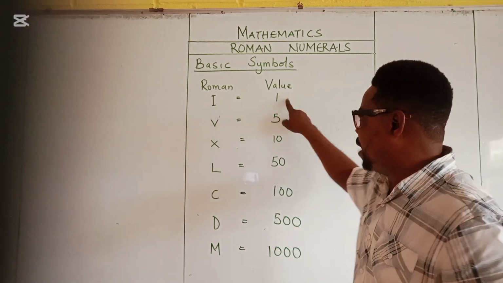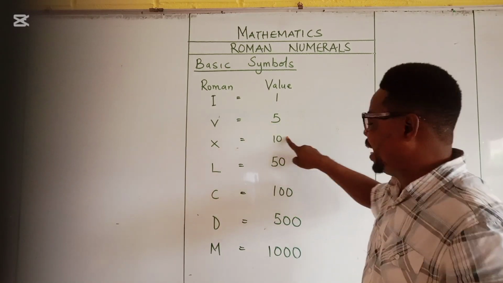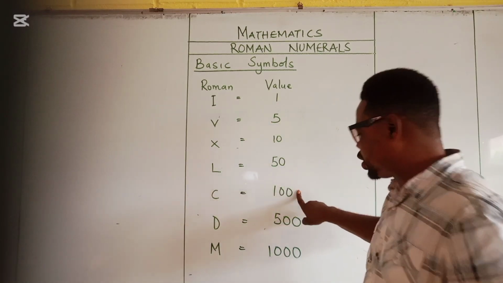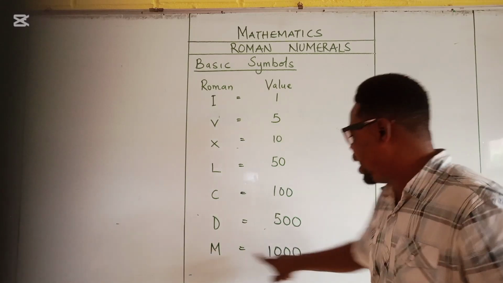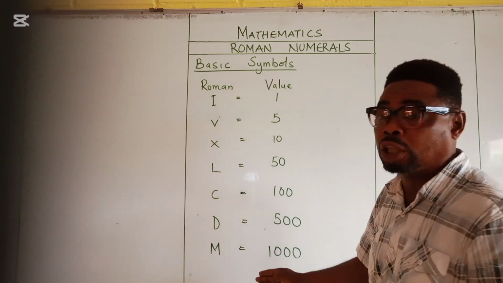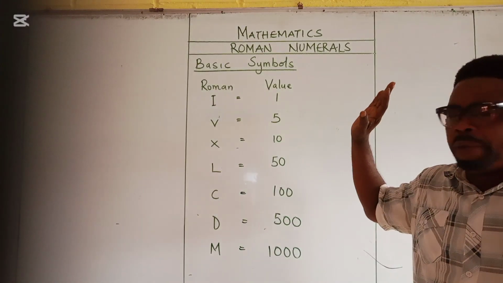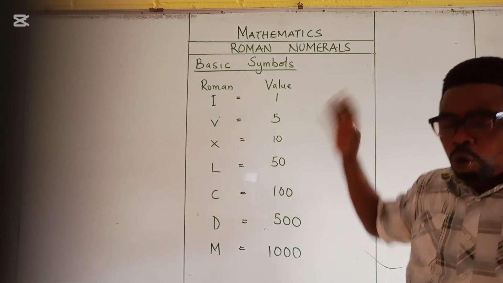So 1 is I, 5 is V, X is 10, L is 50, C is 100, D is 500, and M is 1000. If you have known all this, then you don't have issue with Roman numeral.